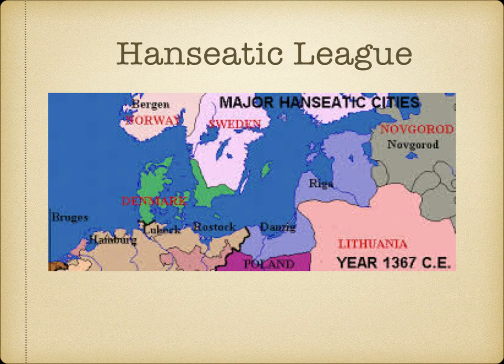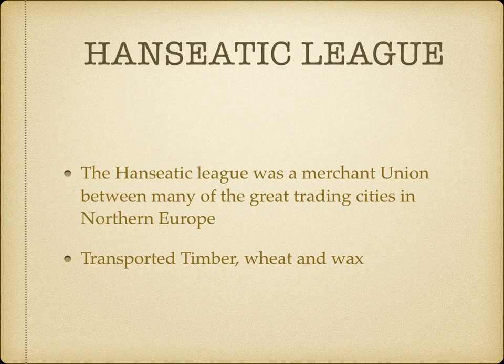The other great European trading network was the Hanseatic League. This league operated from Bruges here all the way up to Riga, while they also had centres as far apart as Novgorod here and also in London in England. They primarily transported timber, wheat, and wax. And the Hanseatic League was a merchant union between many of the great trading cities in Northern Europe.